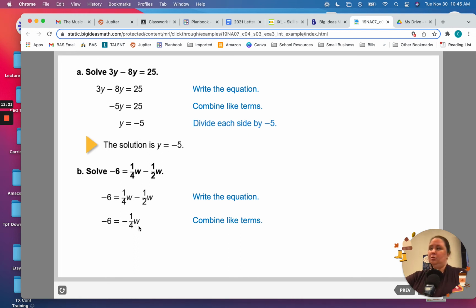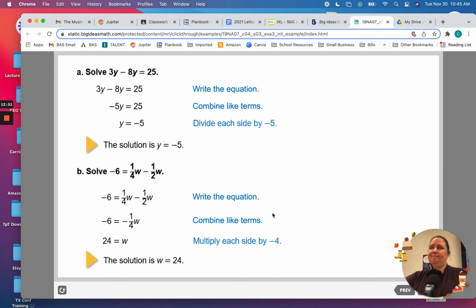Now, how do I get the w by itself? Divide, which in fraction words is flip and multiply. So instead of dividing by negative 1/4, you flip it, which makes it negative 4 over 1. So what is negative 4 times negative 6? A negative times a negative is a positive. 6 times 4 is 24. So the solution is w equals 24.